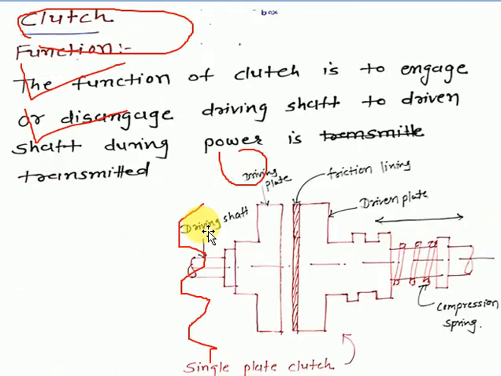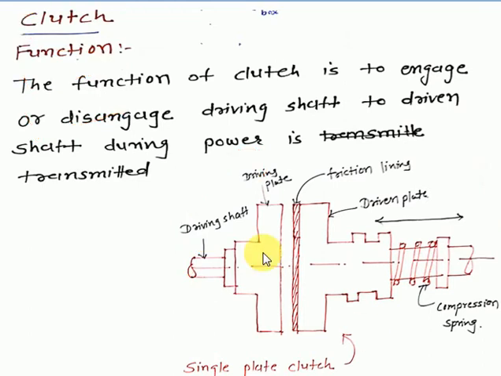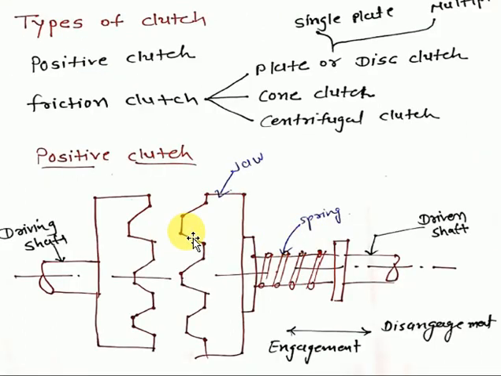While on the other hand, a friction clutch we can engage and disengage at any speed. Okay, high speed, low speed, any speed we can engage and disengage the driving shaft to the driven shaft. Okay, and the power transmitting capacity of this clutch is comparatively low, not that much low, but comparatively low compared with the positive clutch.